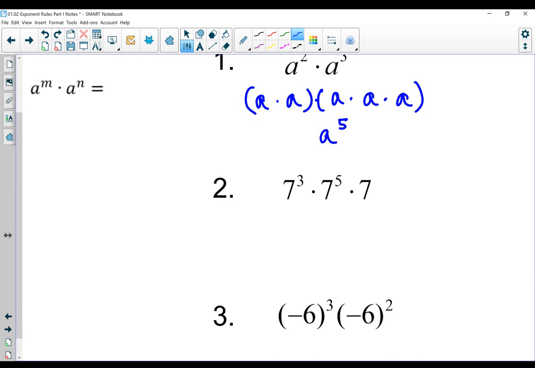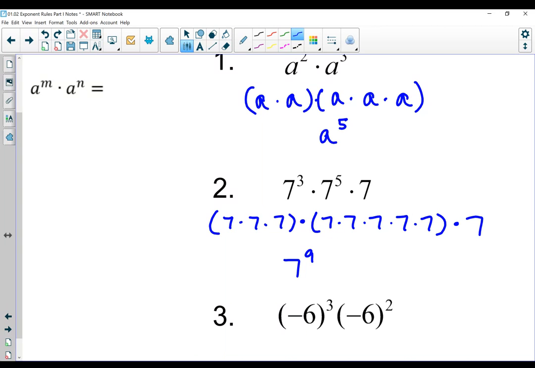For 2, I have 7 cubed. That's going to be 3 factors of 7 times 7 to the 5th, so 5 more factors, times 1 more 7. So now we need to figure out how many 7s I am multiplying up. Well, you had 3 here, plus 5 more is 8, plus 1 more would be 9.